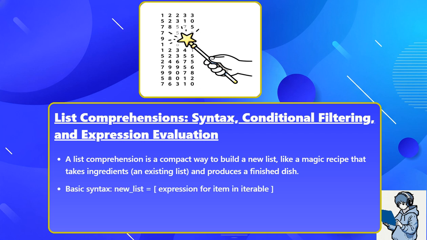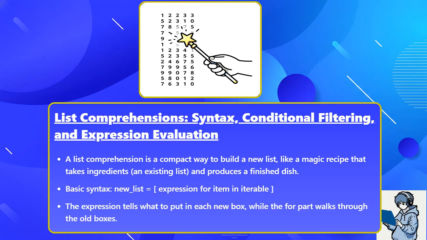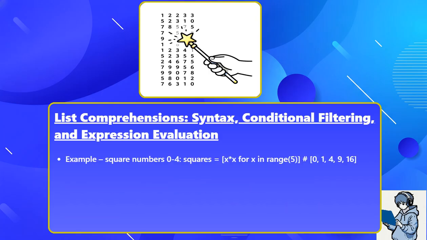Basic syntax: new_list = [expression for item in iterable]. The expression tells what to put in each new box, while the for part walks through the old boxes. Example, square numbers 0 to 4: squares = [x * x for x in range(5)] # 0 1 4 9 16.